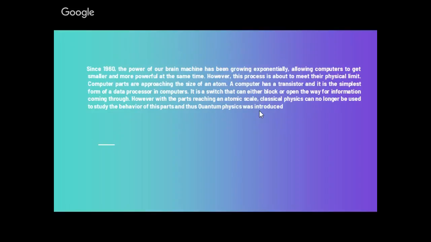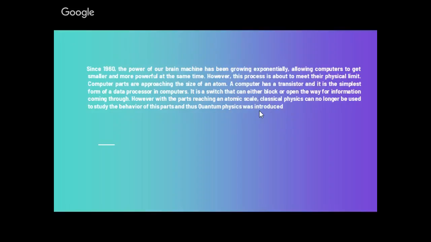However, this process is about to meet its physical limits. Computer parts are approaching the size of an atom. A computer has a transistor. Now, in a normal computer, we have a chip. Inside the chip, we have what we call different modules. Inside the module, we have what we call logic gates. Inside the gates, we have what we call a transistor.